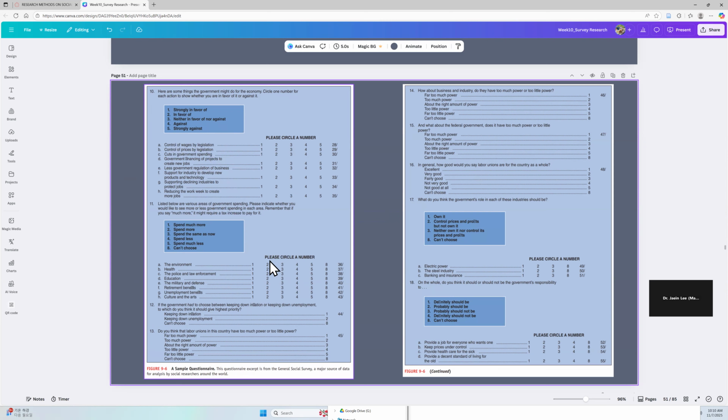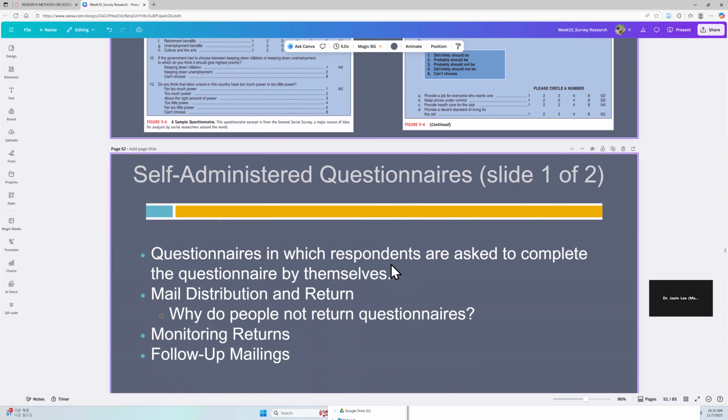So how much spending should be more? Spend much more, spend less. So in terms of the opinion, you can find that. And so these are some of the examples you can use. So possibly for your in-class assignment, you'd try to find similar questions, and then you'd mimic and find very resembling questions by these options.